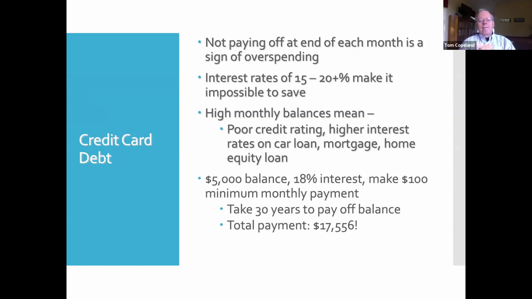If you had a $5,000 balance on your credit card and you're paying 18% interest, and you're only making the minimum monthly payment, it'll take you 30 years to pay it off, and you'll have paid over $17,500. And this is obviously crazy.